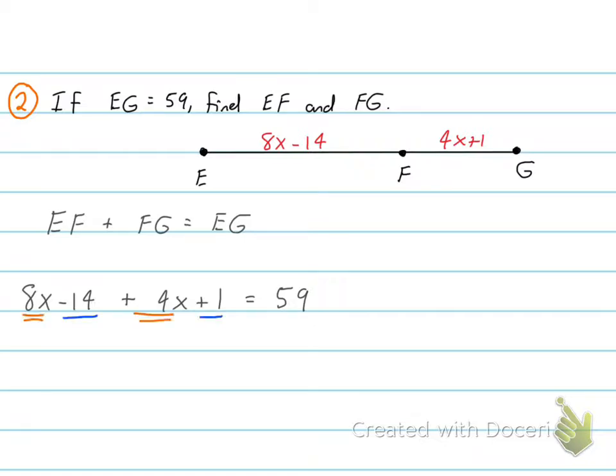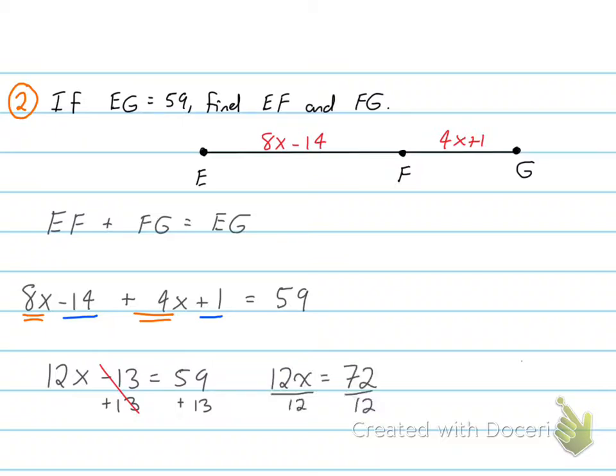So I'll combine like terms. Now I'm left with 12x minus 13 equals 59. I'm going to get that x by itself. I'm going to add 13 to both sides. Finally, I'm going to divide by 12, and I'm left with x equals 6. Notice here that in this problem, I'm asking to not find x, but I'm asking to find those actual segments.